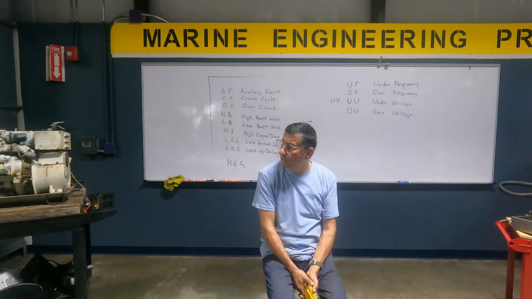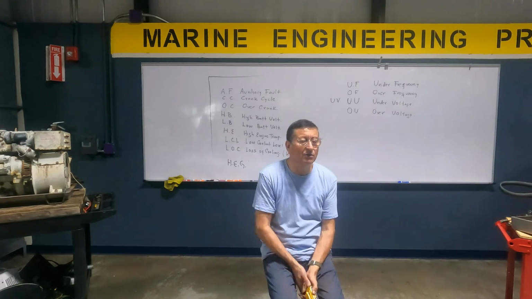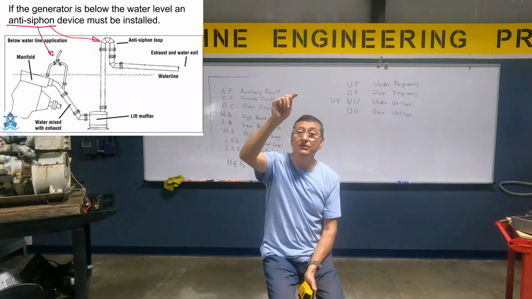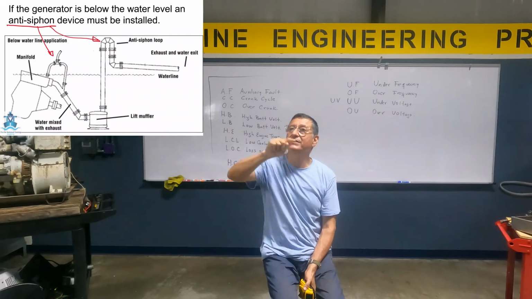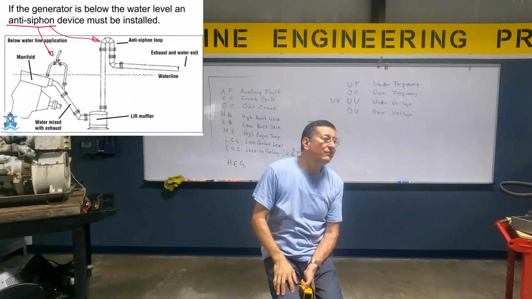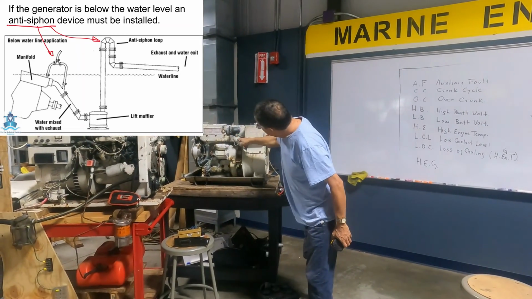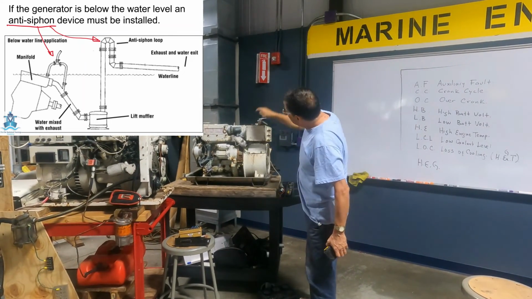Don't forget that the secret is to install the generator properly. The secret is the anti-siphon devices: one anti-siphon device in the exhaust, another anti-siphon device here in between this point and this point. You go over there and return here.